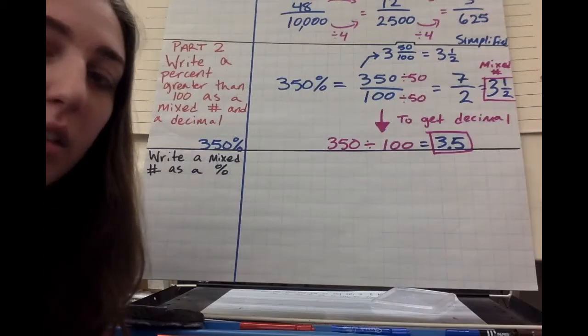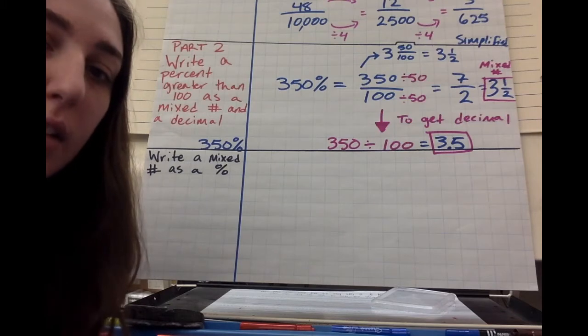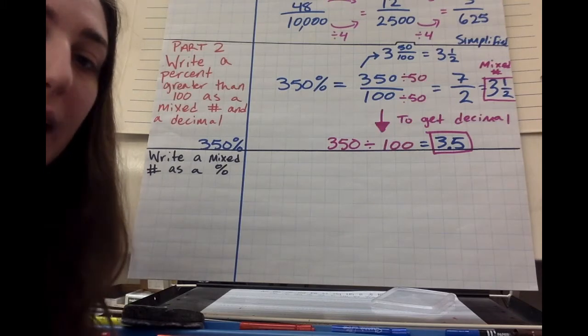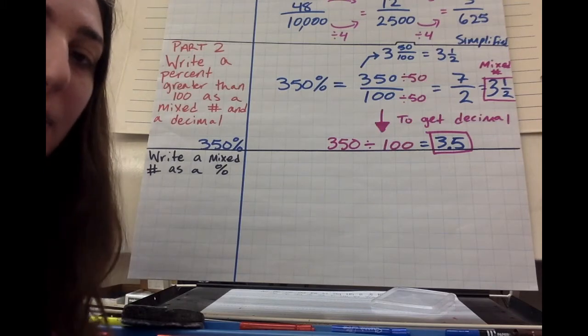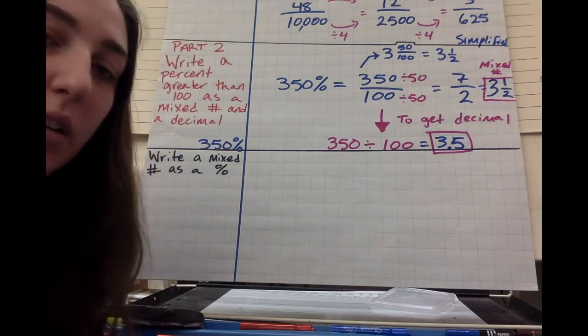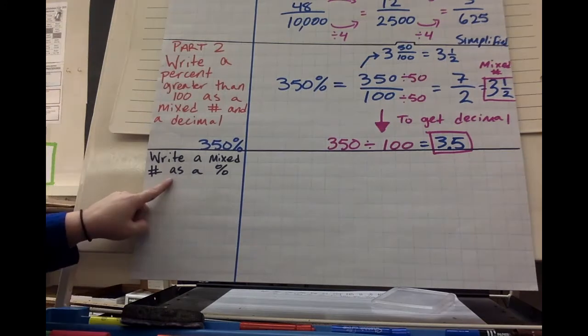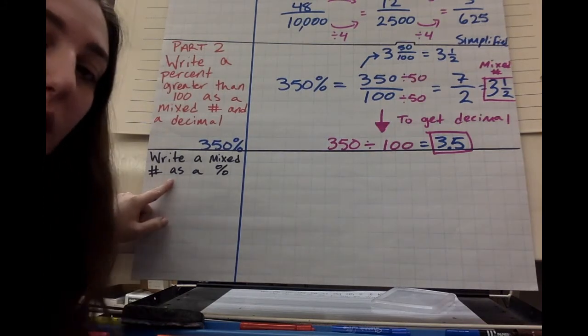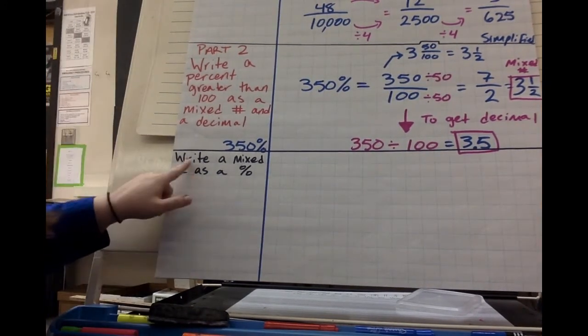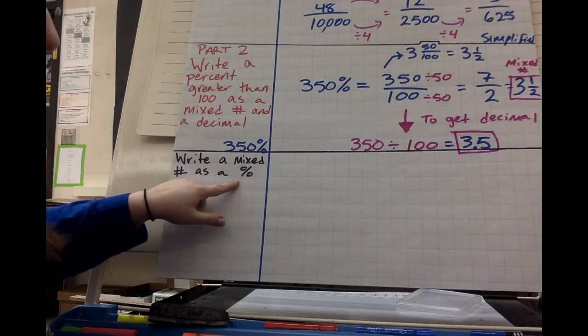So the last two things we need to do in this lesson is to learn how to write a mixed number as a percent. And then there's one other thing after that, which I'll tell you in a minute or two. But go ahead and write this down. I already have it written down on my paper. So write a mixed number as a percent.